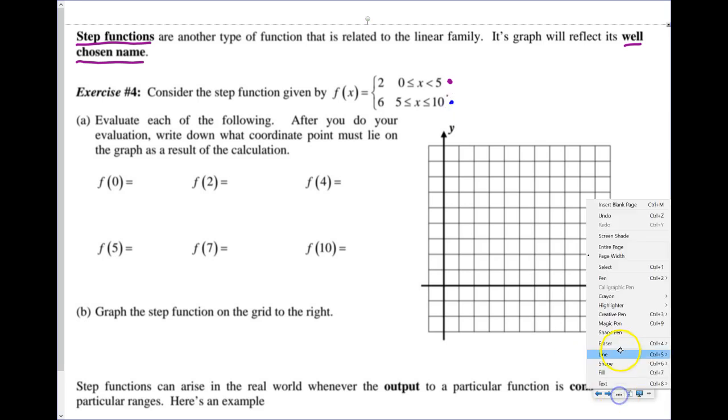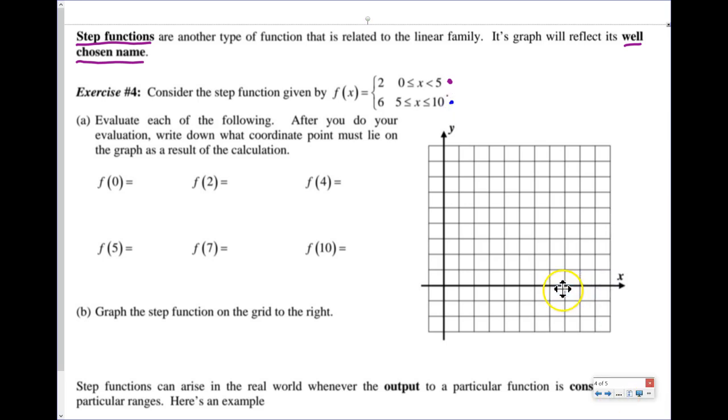Now when I ask, where does 0 fit? Does 0 go in between 0 and 5, or does 0 fall between 5 and 10? Well, 0 falls between 0 and 5, correct? So that means it must be 2, because it falls in between 0 and 5. That coordinate is 0, 2. Let's take a look at the second one, f of 2. Does the number 2 fall between 0 and 5, or between 5 and 10? It falls between 0 and 5, so it's got to go with 2. So f of 2 is 2.